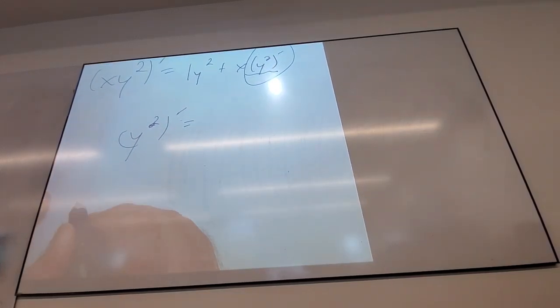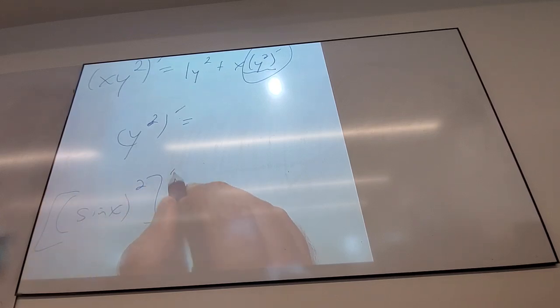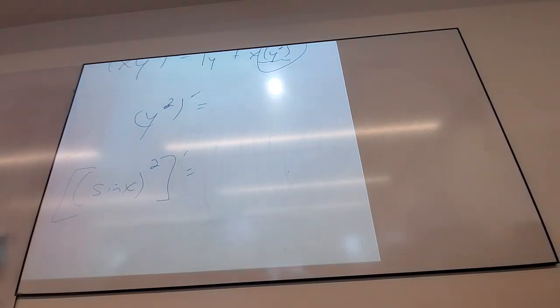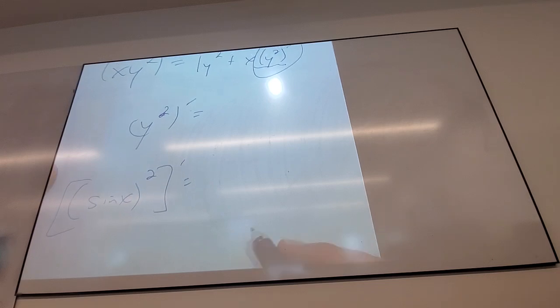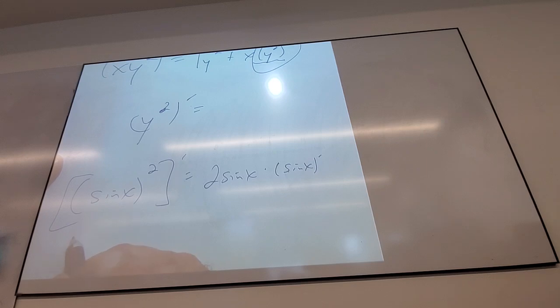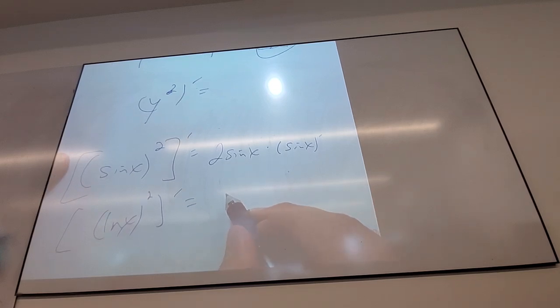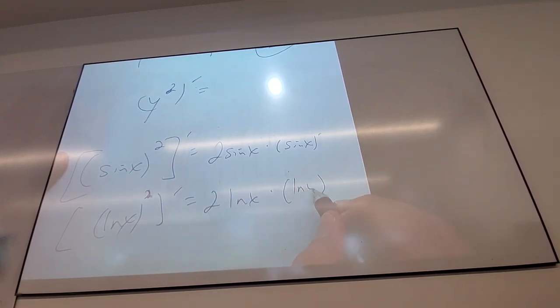Well, what if I gave you 2y, sine x squared? How would you do this derivative? I know I just did this, but I'm going to do it again. How would I take that guy's derivative? The 2 comes down, times the inside derivative. Okay, what if it was natural log of x squared? The 2 comes down in front of the function, times 1 over x.